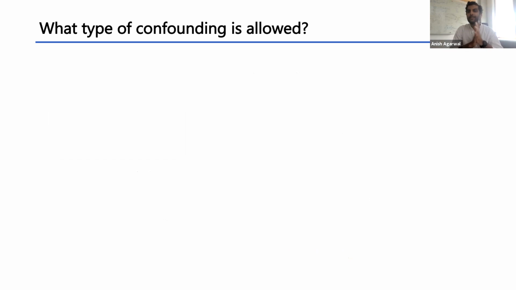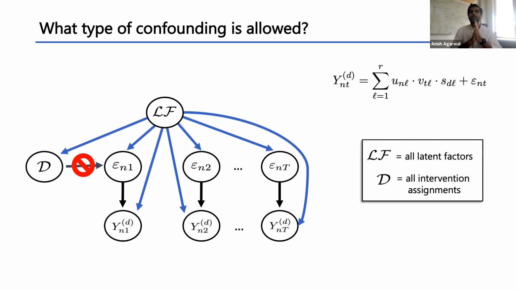Now, lastly, what kind of confounding is allowed? I'm going to give you a causal DAG perspective on this. So here in this causal DAG, LF represents all the latent factors, for example, the collection of U_n's, V_t's, and S_d's. D is a random variable which represents all the intervention assignments to all the various units.